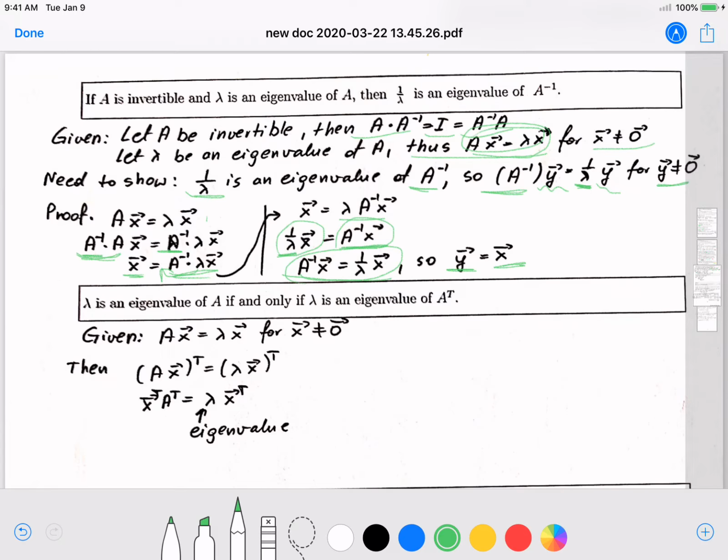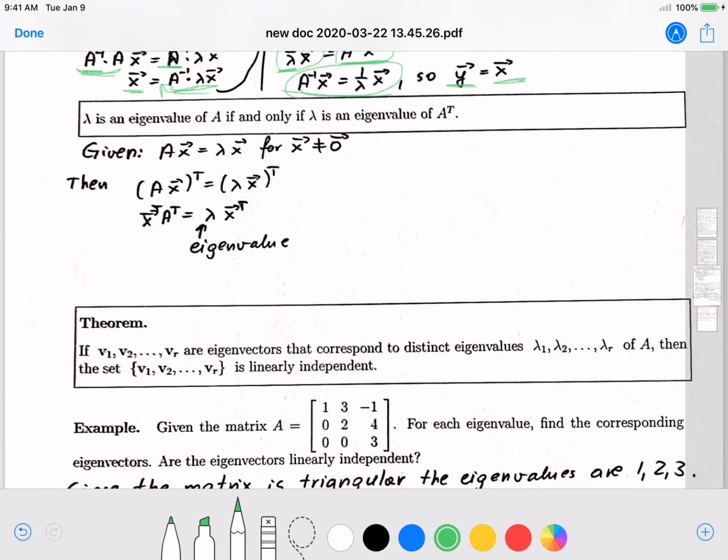Next example, we have: lambda is an eigenvalue of A if and only if lambda is an eigenvalue of A transpose. So eigenvalues of the matrix are the same as eigenvalues of A transpose. A given matrix and its transpose have the same eigenvalues. If I have a given eigenvalue, that means Ax equals lambda x for a non-zero vector x.